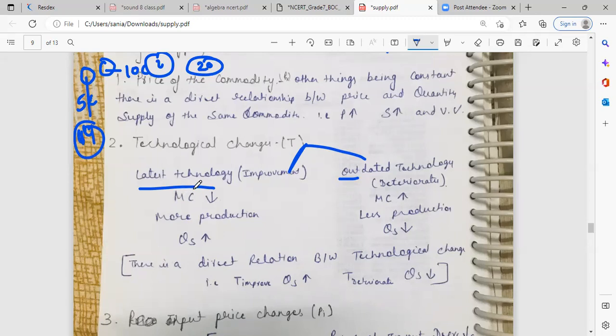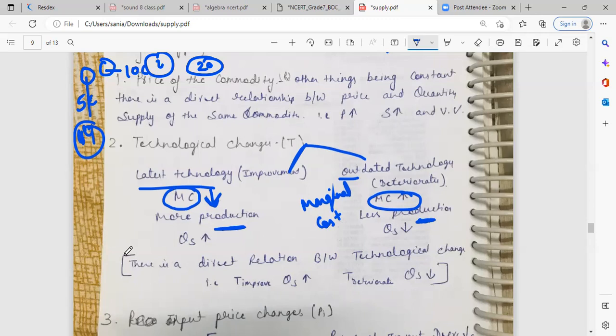So what is happening is, with the latest technology your marginal cost is low. In 2 days only you can produce 20 chocolates. But with outdated technology, your MC, which is basically the marginal cost, is more. You have to pay for labors for 4 days because it will take 4 days to produce 20 chocolates. So because of this, there is more production in one day here, but less production there. Because of this, your quantity supply will increase, and because of this, your quantity supply will fall.